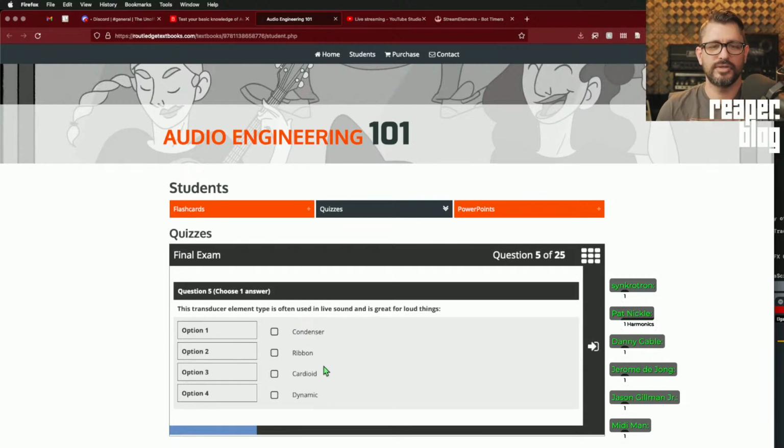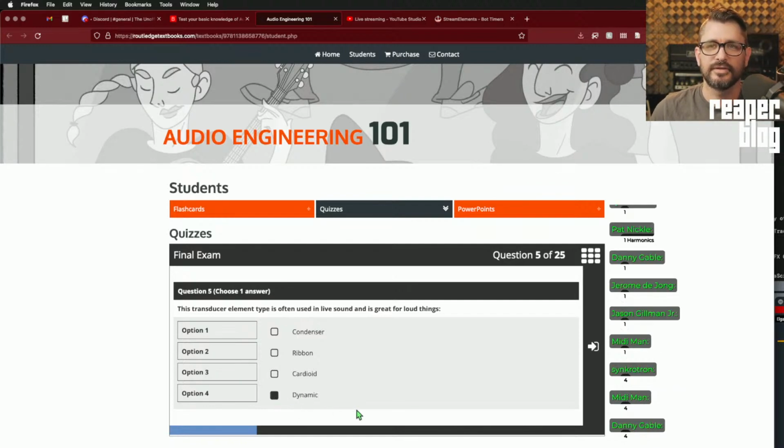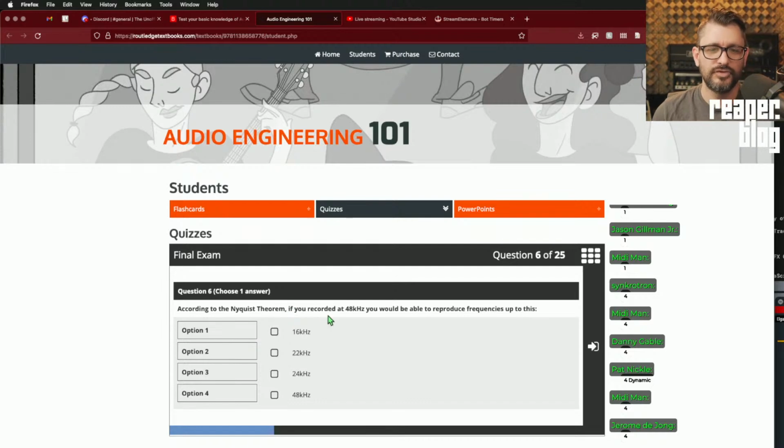This transducer element type is often used in live sound and is great for loud things. Condenser, ribbon, cardioid, or dynamic. 4, 4, 4. Yeah, we know because the last two quizzes have had this basic question here. Dynamic mics for live sound. That's the trope. According to the Nyquist theorem, if you recorded at 48 kilohertz, you would be able to reproduce frequencies up to this: 16 kilohertz, 22 kilohertz, 24 kilohertz, 48 kilohertz.